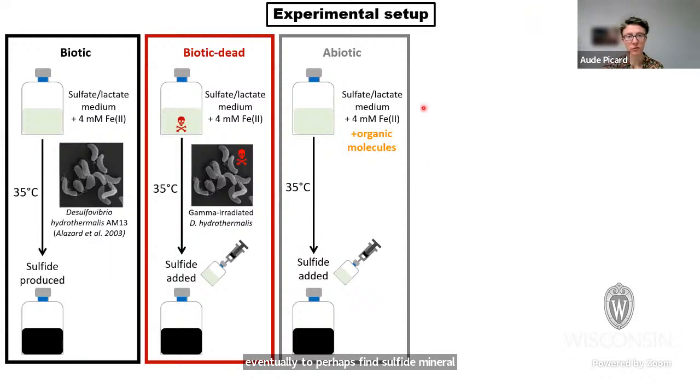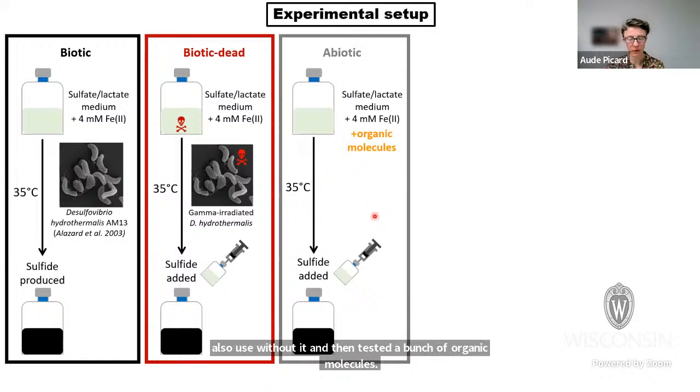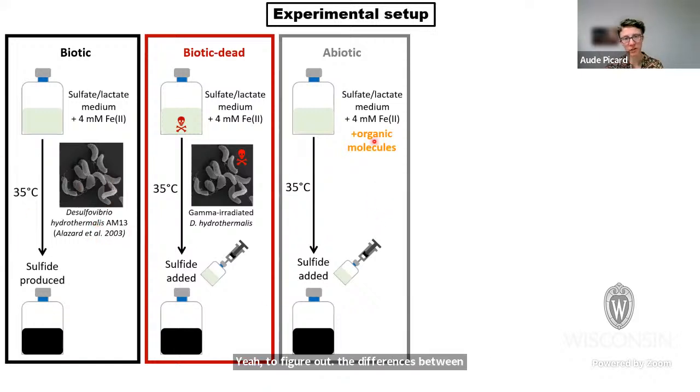My abiotic controls are numerous. We use the same medium, and then without anything, actually even without lactate, we add sulfide, but we have all the conditions possible. So the medium is a simulation of seawater, but we did it with the lactate that is used as a source of carbon and energy for the microbes, and also without it. And then we tested a bunch of organic molecules to figure out the differences between the biogenic condition and the abiotic condition.